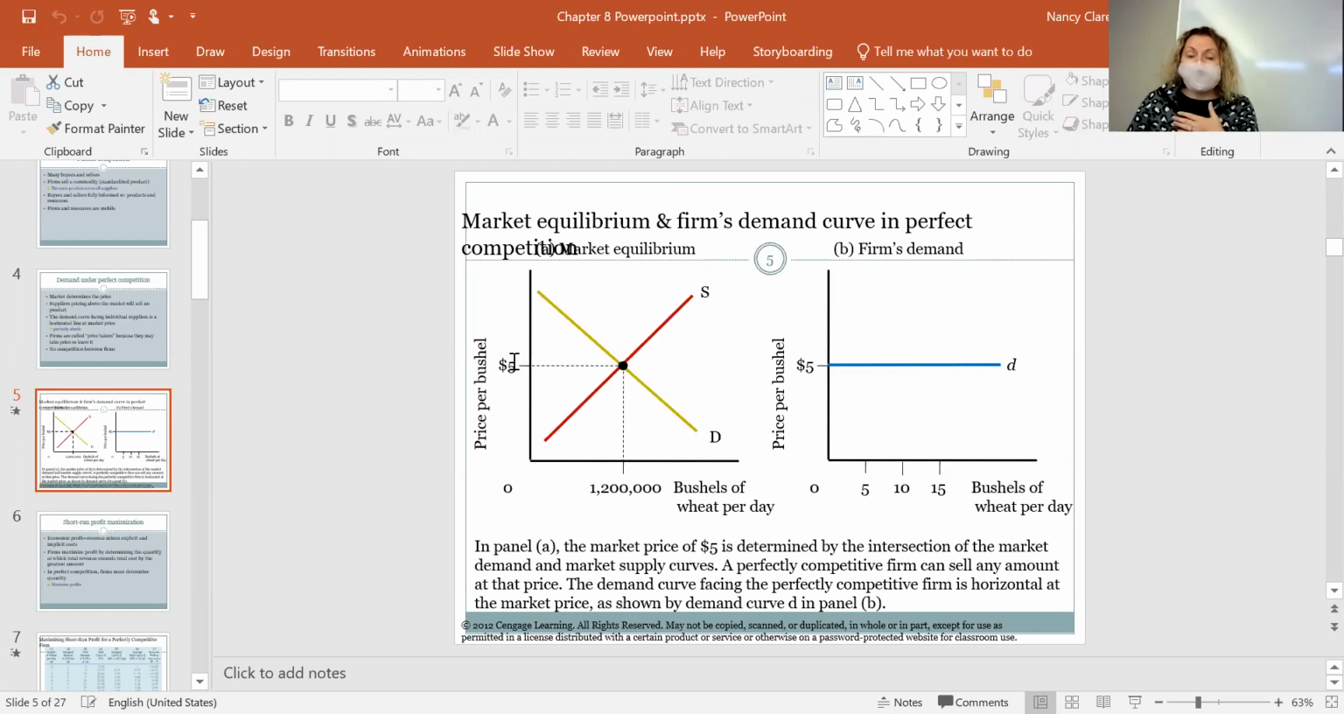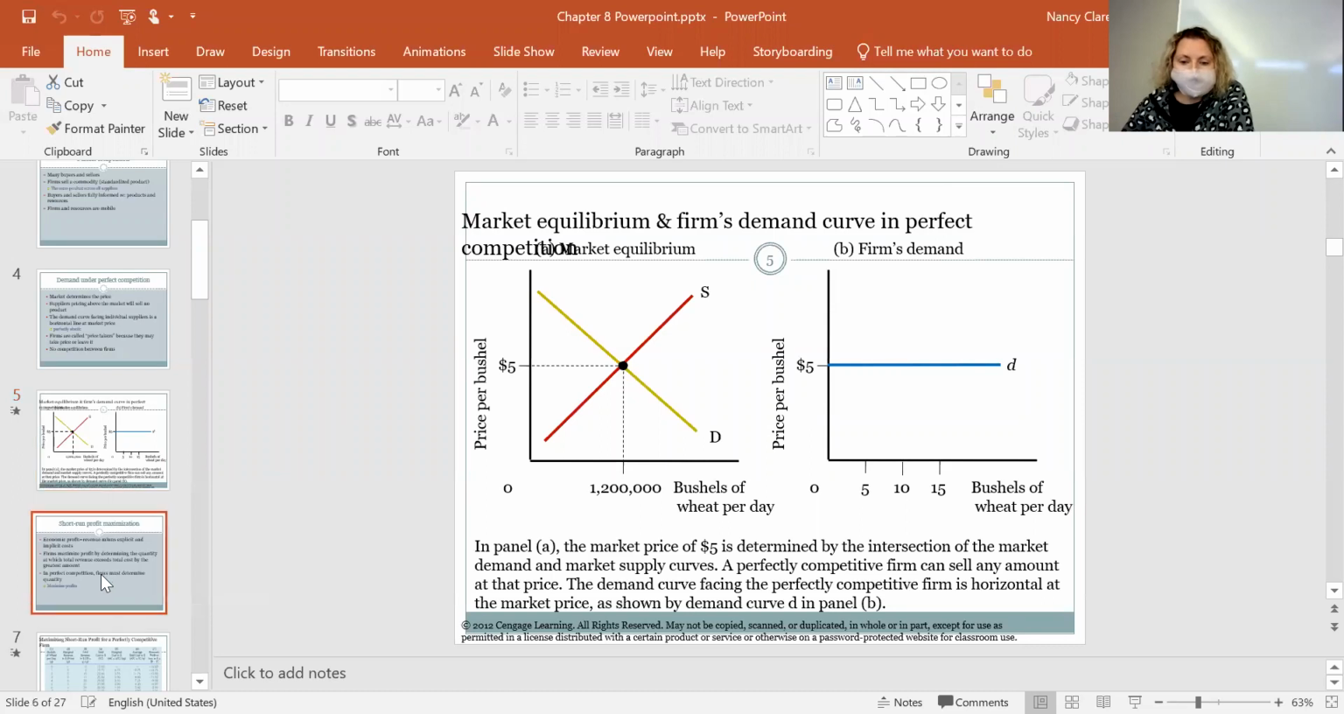The demand curve facing our firm would be a perfectly horizontal demand curve at whatever that equilibrium price is. We're differentiating between market demand and firm demand, and that's an important thing to do in this particular type of market structure. Any questions? This is a very, very important detail about this type of market structure. Don't overthink this. This visual says it all.